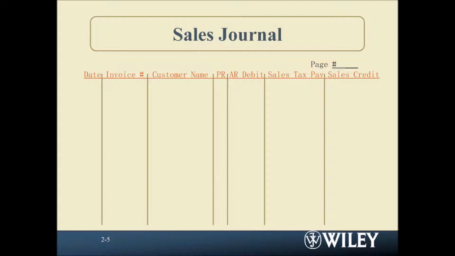In looking at the journal, the normal sales journal has 7 columns to record: the date of the transaction, the invoice number of the sale, the customer account affected, a posting reference, an accounts receivable debit, which is an increase to the normal debit balance ledger account, a sales tax payable credit, which is an increase to this ledger account, and a sales credit, which is an increase to that ledger account.